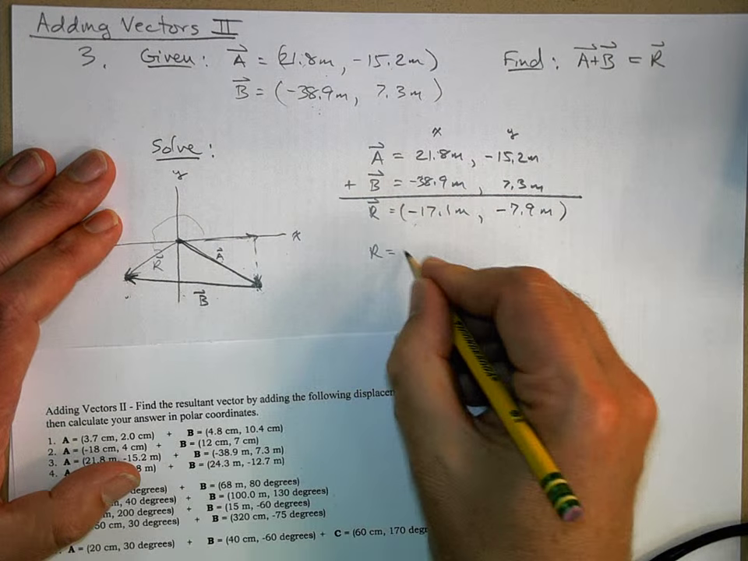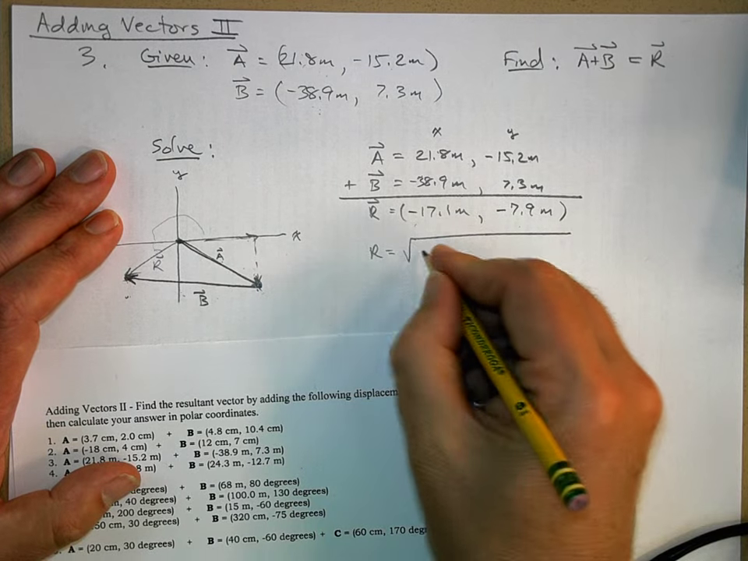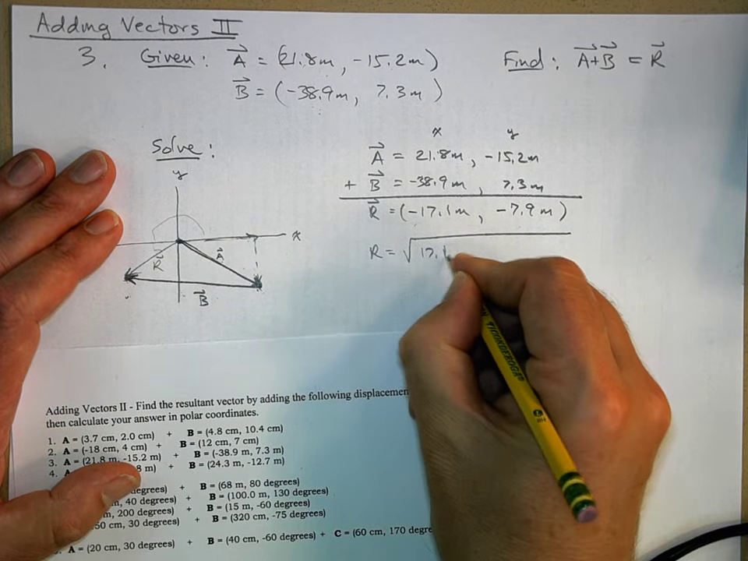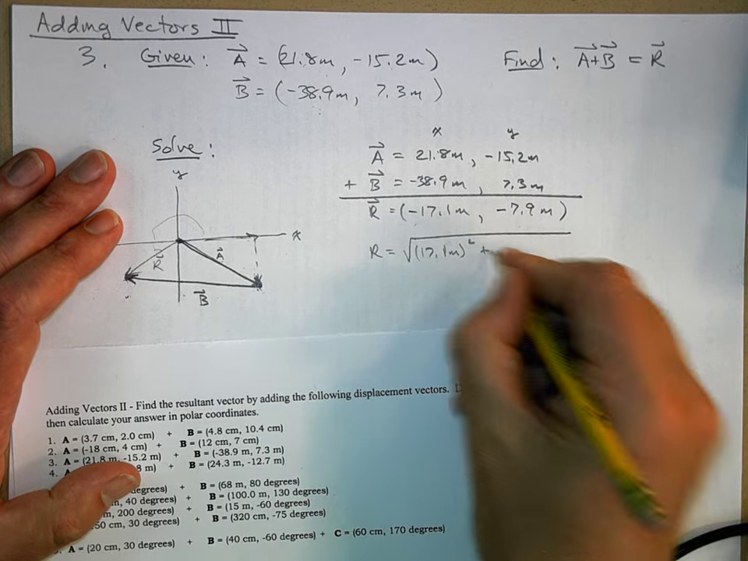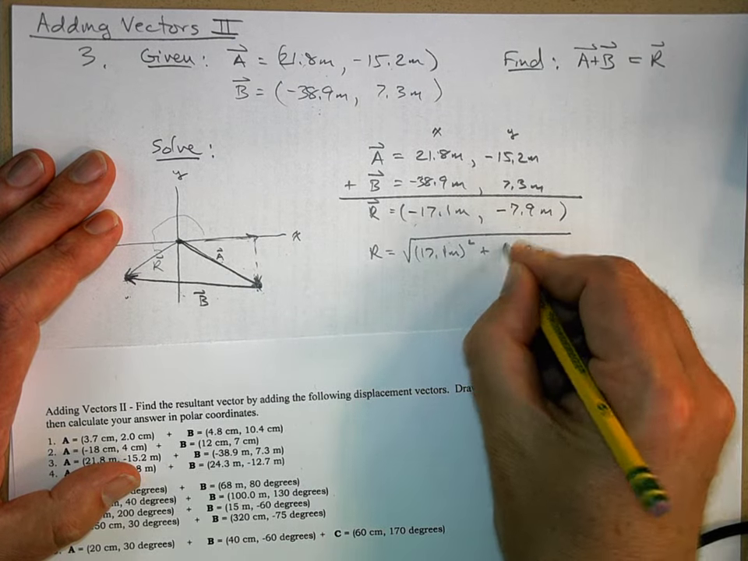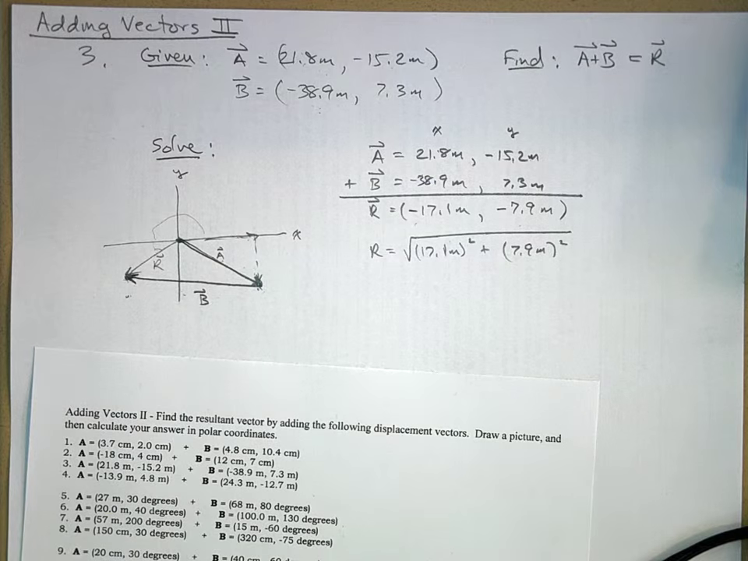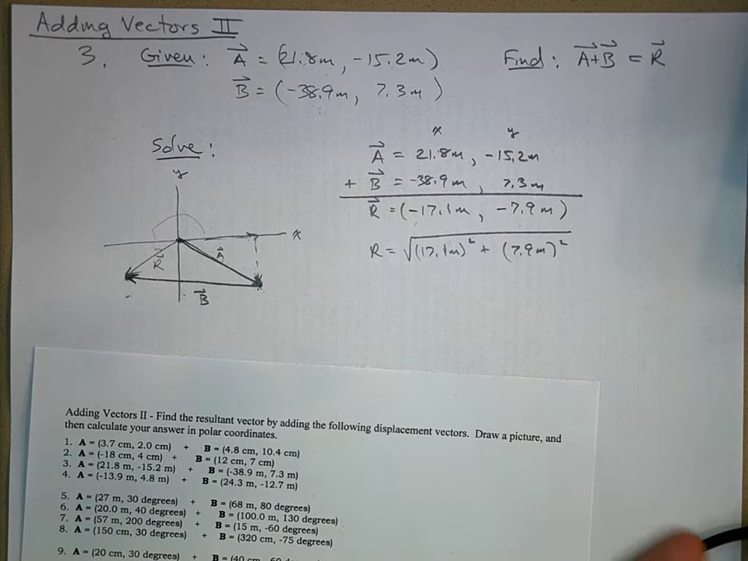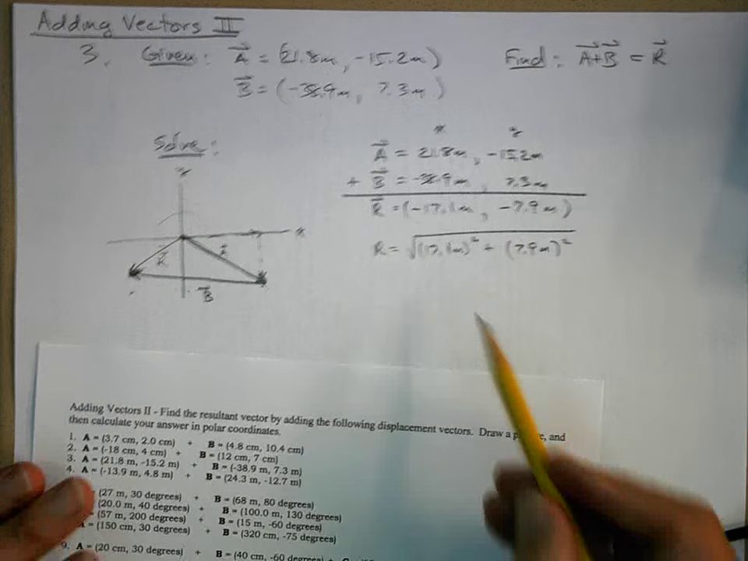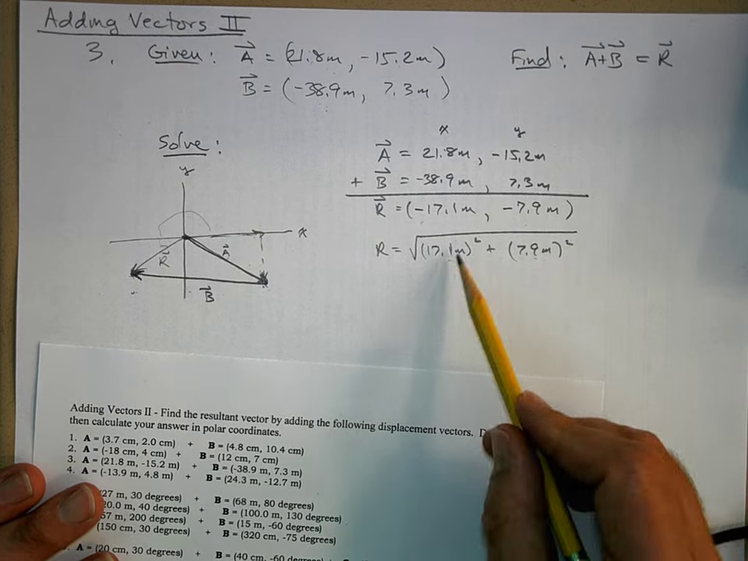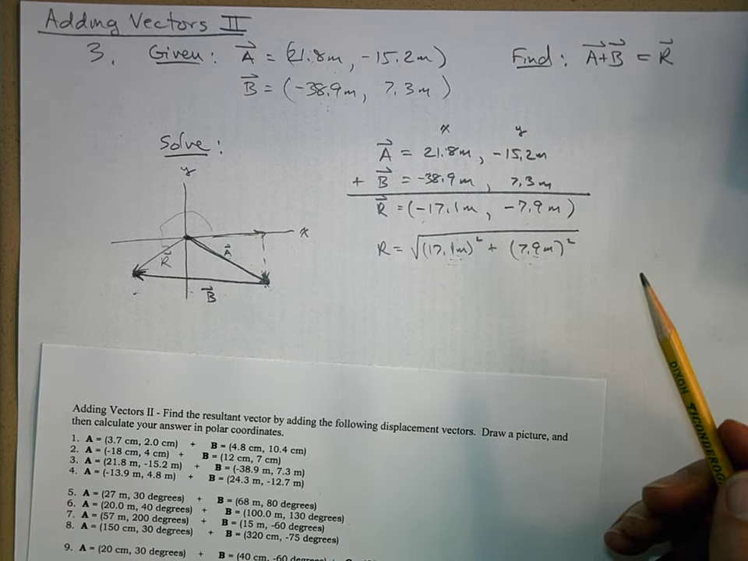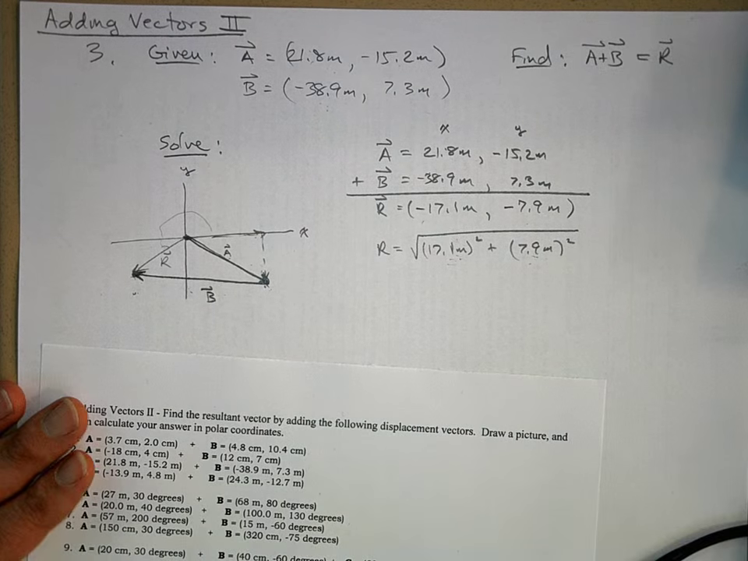So the magnitude of r is going to be the square root of 17.1 meters squared plus 7.9 meters squared. And notice that I dropped the negatives when I plug it into the Pythagorean theorem, because the negatives get canceled out anyway. Please do that, because some of you are going to make the mistake in your calculator where you accidentally subtract these instead of adding them. So that can be a bummer.